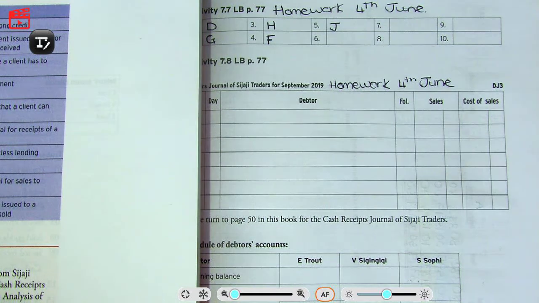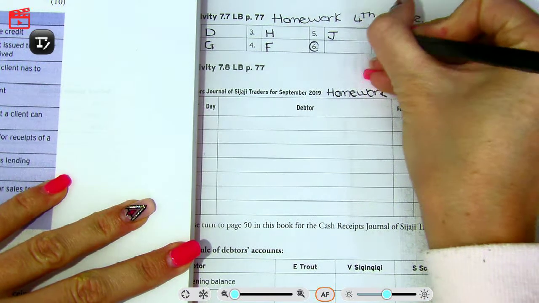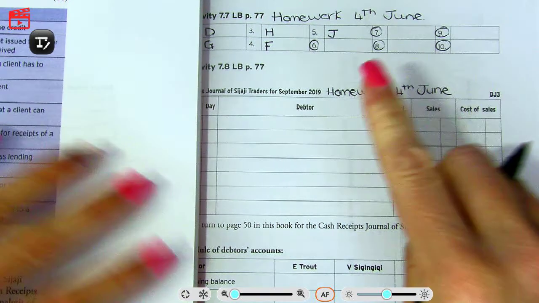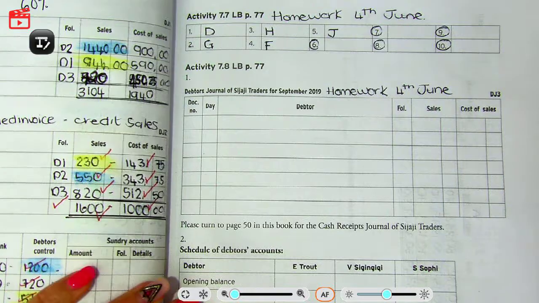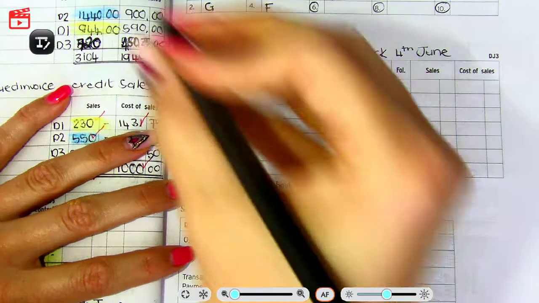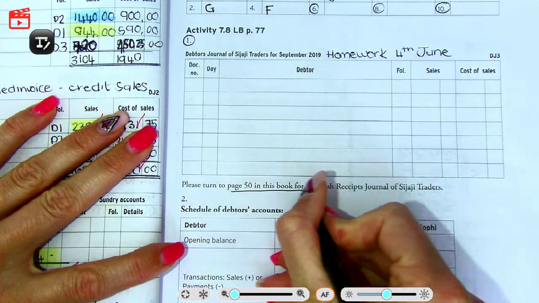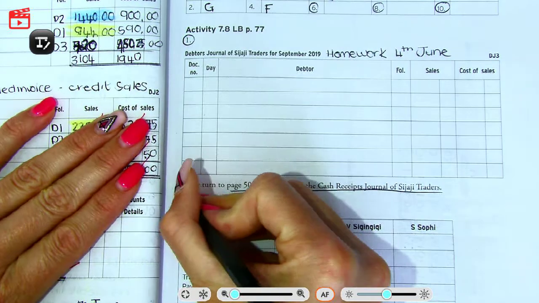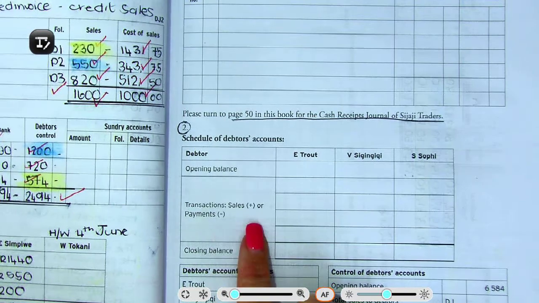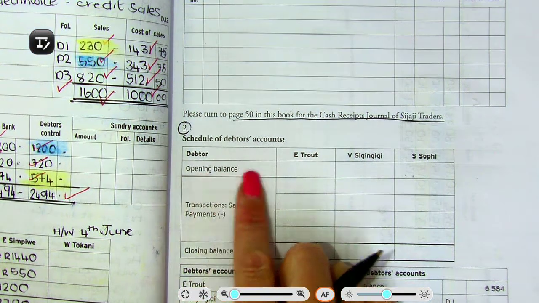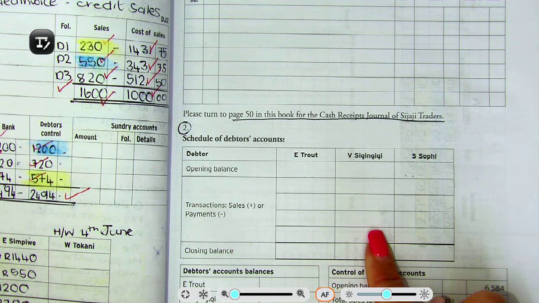Okay, so please, numbers 6, 7, 8, 9, and 10 are to be done for the 4th of June. Then also homework for the 4th of June is activity 7.8, number 1. Please take note that you must turn to page 50 for the CRJ. Then I want you to attempt the schedule of debtors accounts. It's the same thing that we did on page 48, except there are now opening balances. So try and work that out on your own. Give it a try, and then I'll go through it with you next week when we mark it.